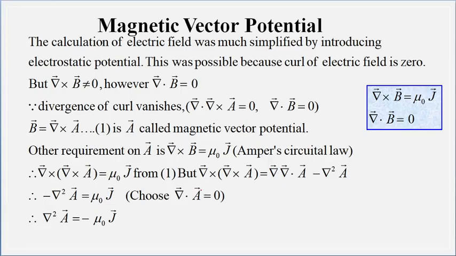Now, first let us see what is the magnetic vector potential. In electrostatics, we first found the electric field, and to calculate the electric field, we defined the potential. It was shown that the negative gradient of the potential is nothing but the electric field. The electric field was the negative gradient of the potential.